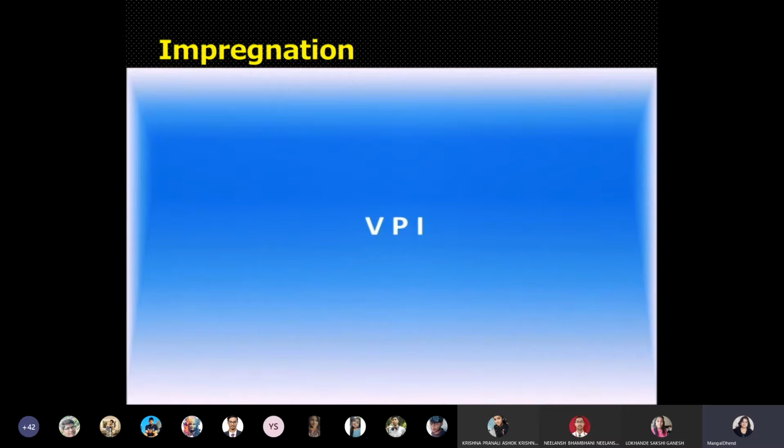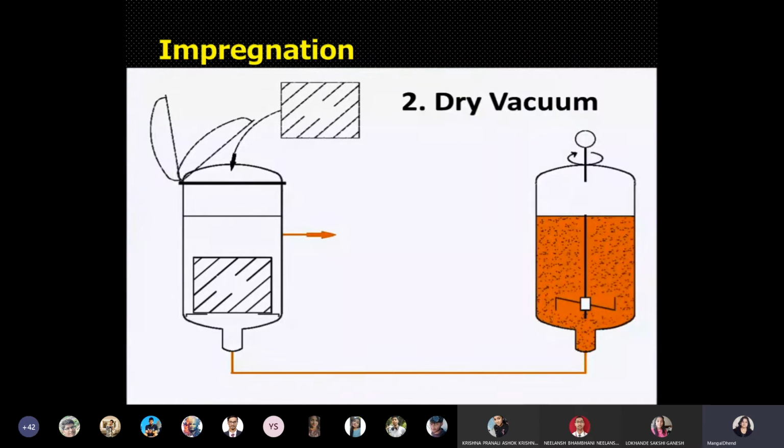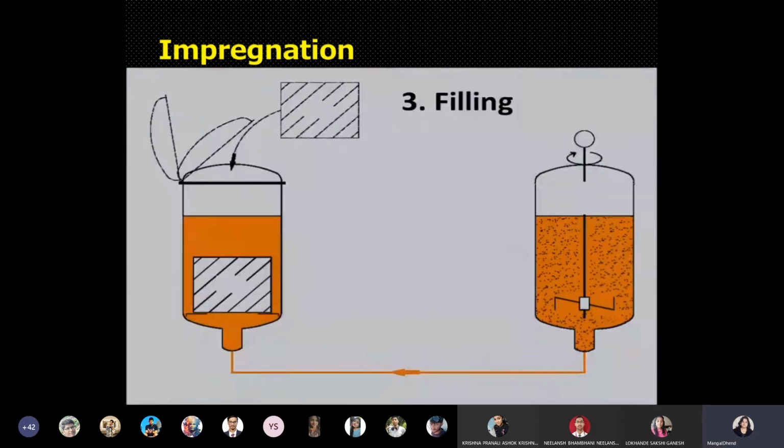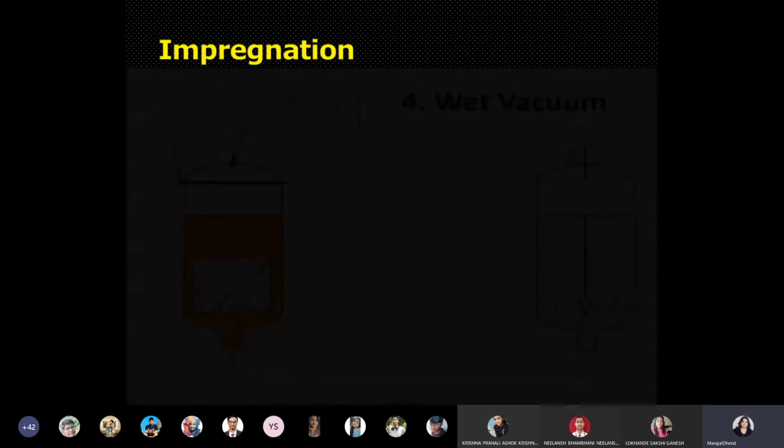The vacuum pressure impregnation process consists of several steps. Preheating. First, the part is placed in an oven and preheated in order to evaporate any moisture and improve resin penetration. Dry vacuum. A vacuum is then applied to remove air and any remaining moisture. Filling. The resin is introduced into the chamber from the bottom up and fills in the gaps in the material. Wet vacuum. The vacuum is reduced and kept at this level for a certain amount of time.